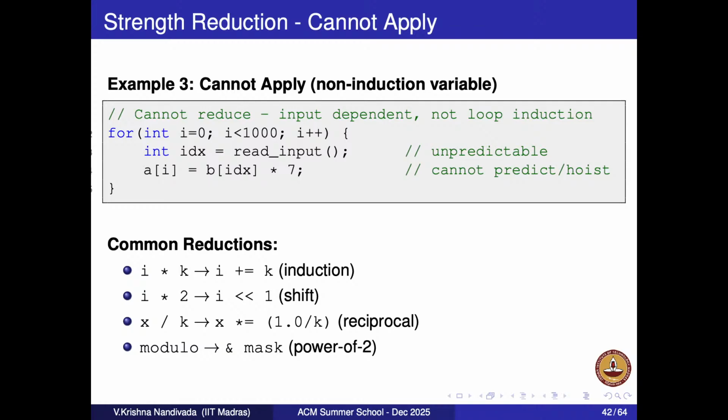There are some common reductions. This is not part of loop optimizations, but common things. In loop optimizations, we'll do this: I times k, we'll try to do it as I plus equal to k. I times 2, standard I left shift by 1. X by k, this is interesting. X by k equals x times 1 by k, if there is an easy way to compute 1 by k, let us say k is a constant, say 2.